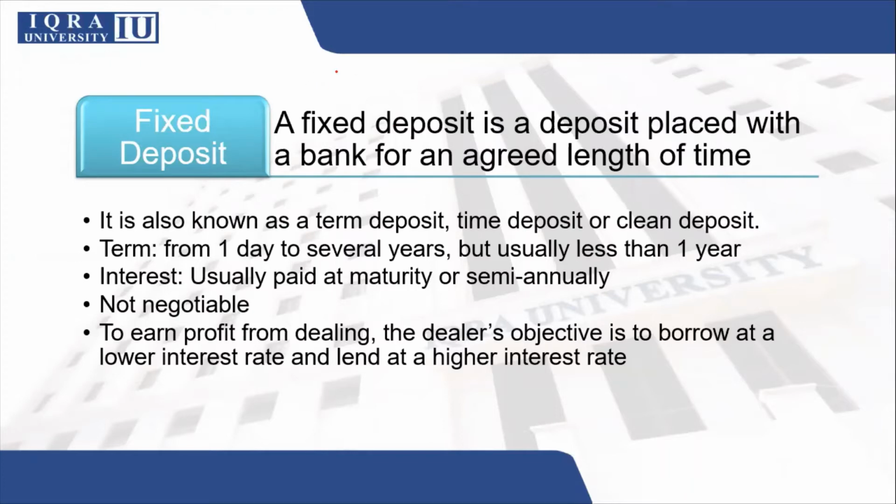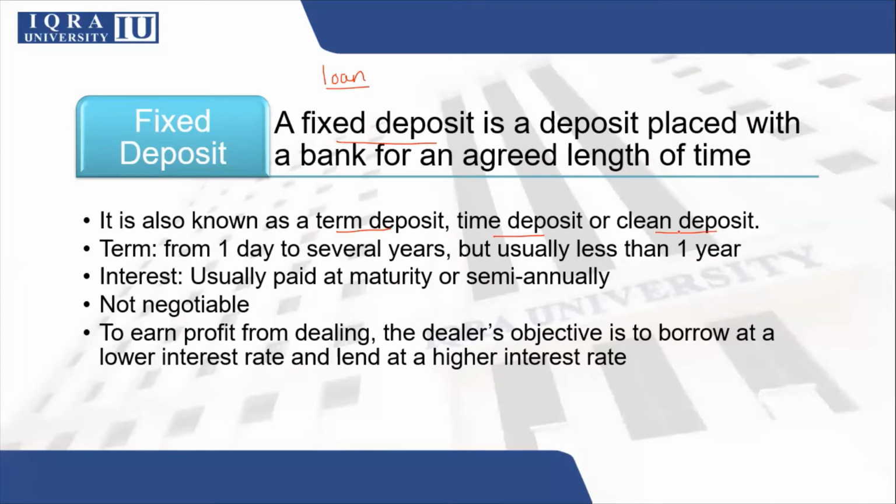So if you are borrowing money from a bank, or a corporation is borrowing money from a bank, it is called a loan. But if the bank is borrowing money from the corporation or from you in the form of you depositing money, then that is called a fixed deposit. So if you deposit money in a bank in the form of fixed deposit, you are actually giving a loan to the bank, and the bank is going to use that money to provide loans to other people. So it is also known as a term deposit, time deposit, or clean deposit.